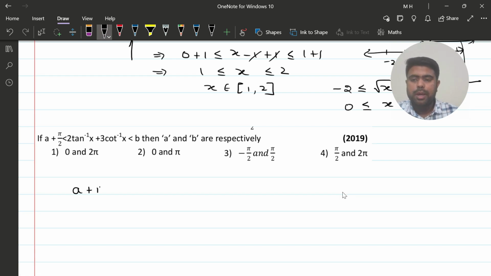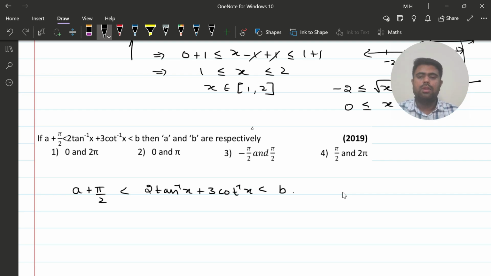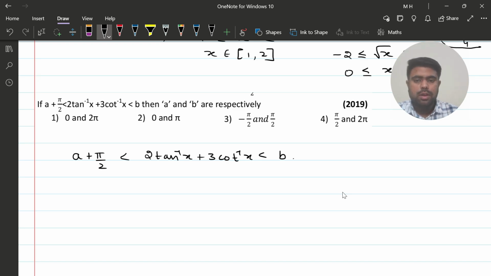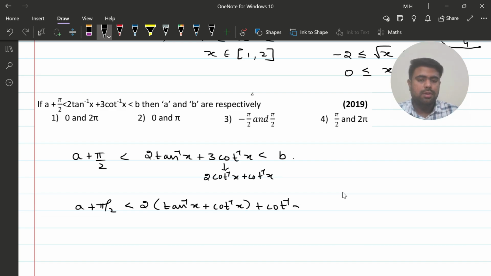a plus pi by 2, which is less than 2 tan inverse x plus 3 cot inverse x, which is again less than b. Look, in 3 cot inverse x, I have 2 cot inverse x plus cot inverse x, right? So what I can do is a plus pi by 2 less than 2 tan inverse x plus 2 cot inverse x. In that, if I take out 2, I'll get tan inverse x plus cot inverse x plus cot inverse x, this remaining cot inverse x, less than b.